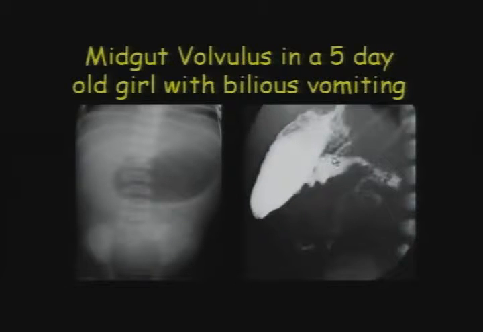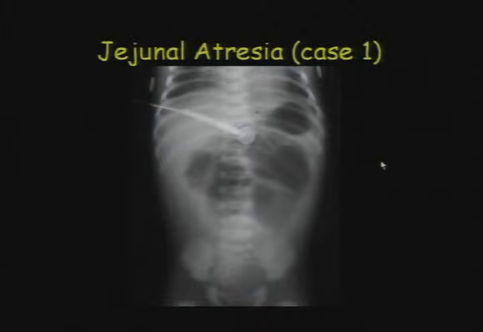You can see the duodenum coming out posterior, but then you can see this whirlpool sign. You do not see that normal position of the duodenum being posterior on the lateral view.